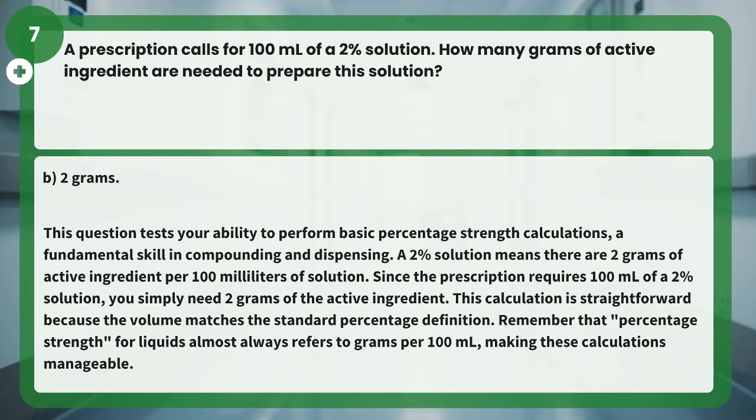Answer B. 2 grams. This question tests your ability to perform basic percentage strength calculations, a fundamental skill in compounding and dispensing. A 2% solution means there are 2 grams of active ingredient per 100 milliliters of solution. Since the prescription requires 100 milliliters of a 2% solution, you simply need 2 grams of the active ingredient. This calculation is straightforward because the volume matches the standard percentage definition. Remember that percentage strength for liquids almost always refers to grams per 100 milliliters, making these calculations manageable.